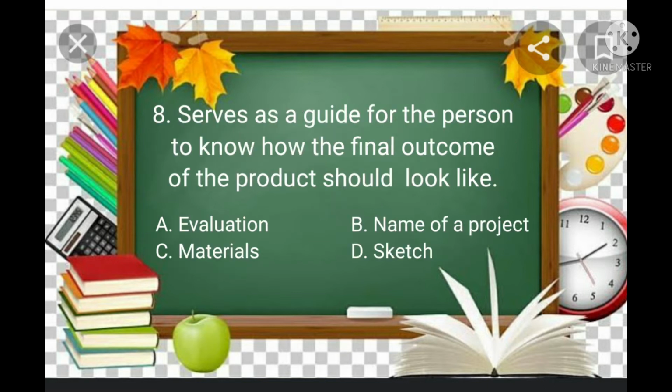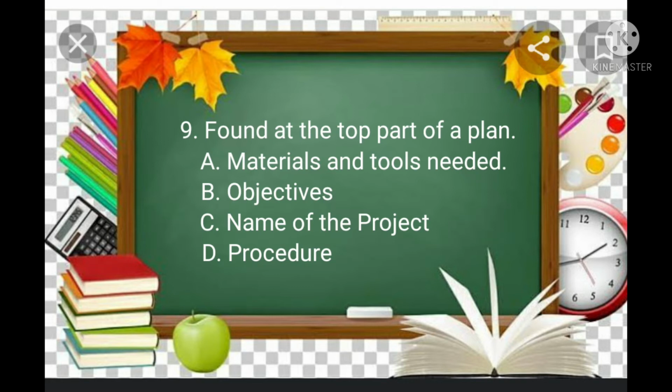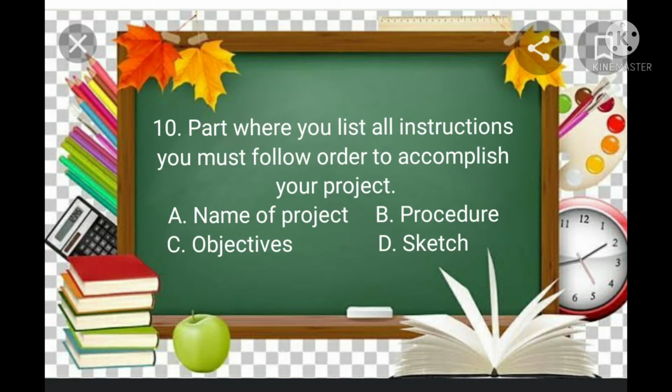Number 8. Serves as a guide for the person to know how the final outcome of the product should look like. A. Evaluation. B. Name of the project. C. Materials, and D. Sketch. Number 9. Found at the top of the part of a plan. A. Materials and tools needed. B. Objectives. C. Name of a project, and D. Procedure. Number 10. Part where you list all the instructions you must follow in order to accomplish your project. A. The name of the project. B. The procedure. C. The objectives. And last, letter D. Sketch.